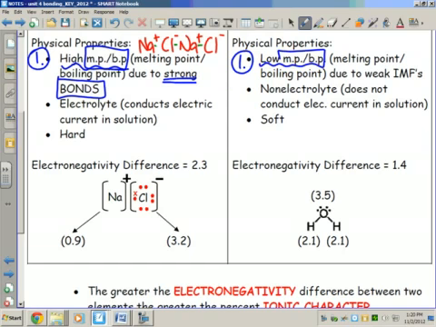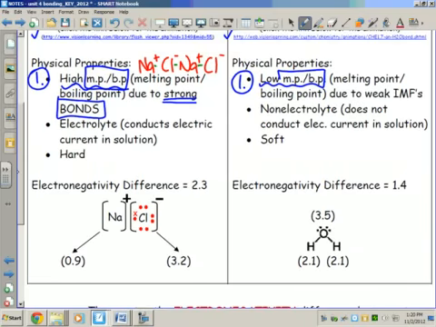The reason for this is that in order to melt a covalent compound, you don't have to break bonds. All you have to do is overcome weak IMFs. And what IMFs are, we haven't covered this yet. We'll do it at the end of the unit.